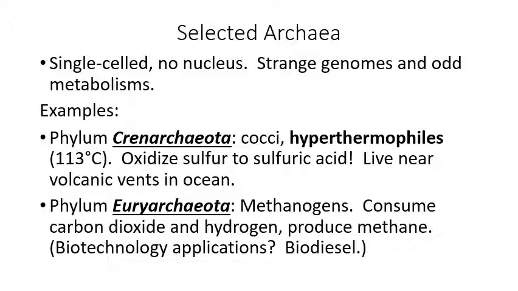Right? And then the other group, the Euryarchaeata, are the methanogens. So methanogens, gens means to produce or to cause, and then methane refers to methane gas. So what they do is they actually consume carbon dioxide, which is kind of useful if we're worried about global warming, so biotechnology. And they consume hydrogen. That's neither here nor there. But they produce methane gas, right?